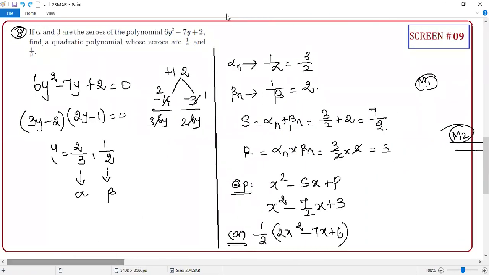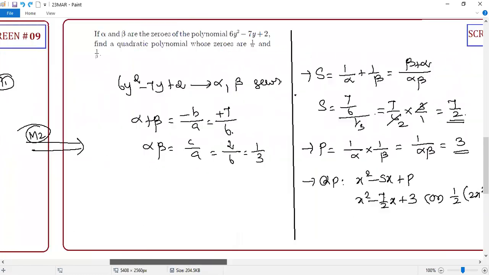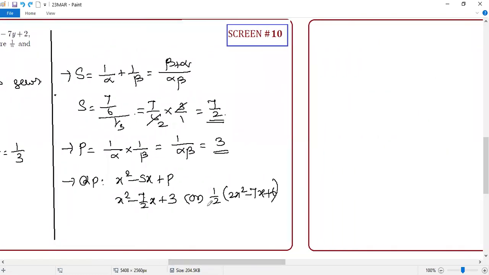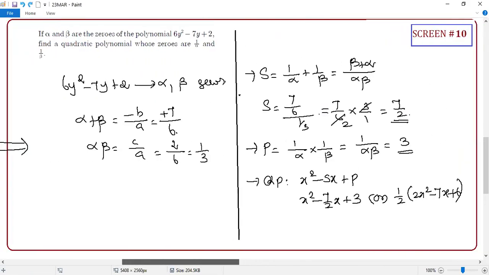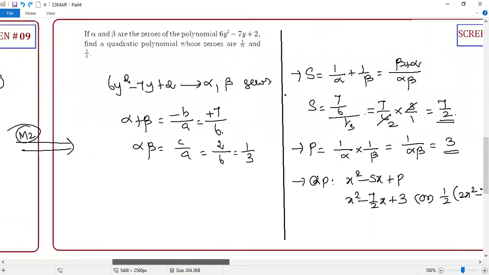Sir, if it is equal to 0, then that 1 by 2 will be cancelled, no, sir? 2x square minus 7x plus 6. That's what I'm saying. If it is a quadratic equation, then the 1 by 2 is gone, then equal to 0. That's why in a quadratic equation the leading coefficient is only one, it's fixed. You cannot put k here, it's wrong. Clear or not? Yes, sir. Good. So question number 8 is done.